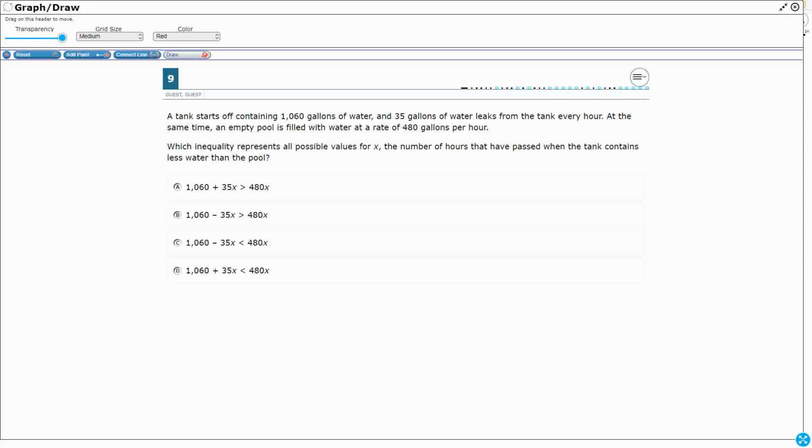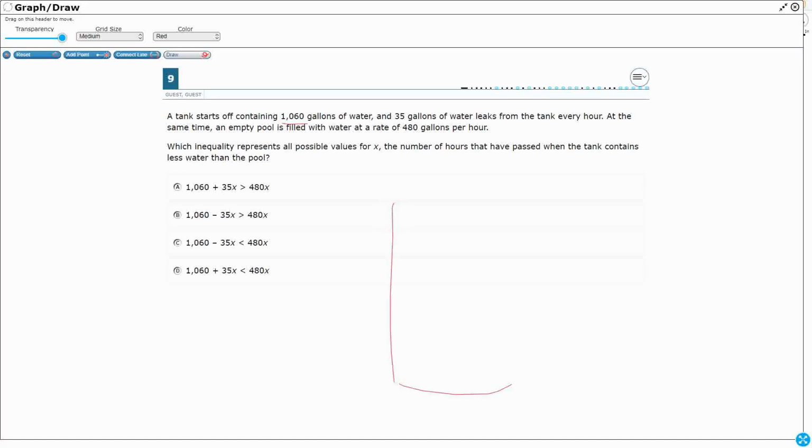All right, so we have a tank and we have a beginning volume right there of 1,060 gallons of water. I'm just going to draw a big cylinder here. We're going to call that our tank. Let's say it contains all the way up to 1,060 gallons. So it's all the way full. And then we've got a leak.